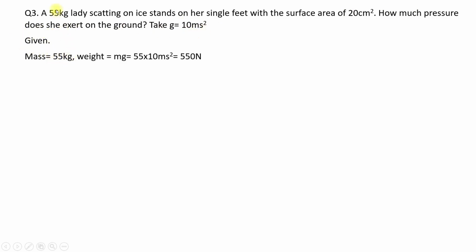Now we are given that mass is 55 kg. Since we are dealing with pressure, we need weight. So weight is equal to force is equal to mg, which is 55 times 10. We get 550 Newton of weight. Now area is equal to 20 centimeter square. Since area is given in centimeter square, which is not an SI unit, we have to convert this 20 centimeter square into meter square.